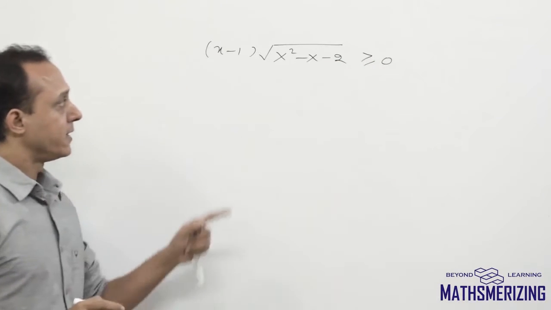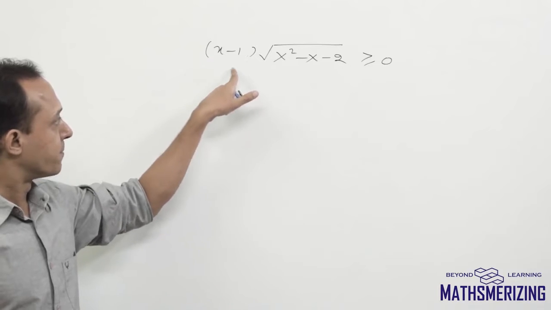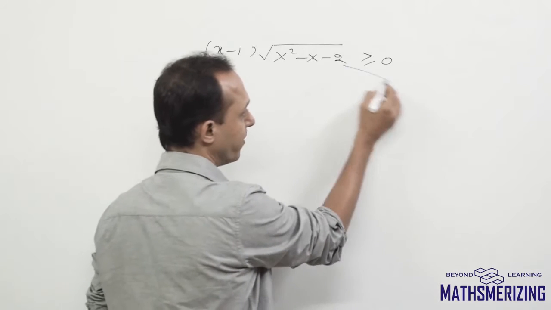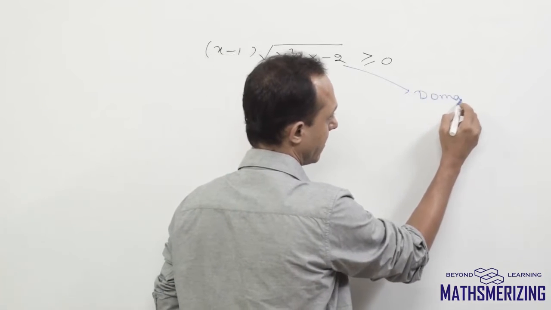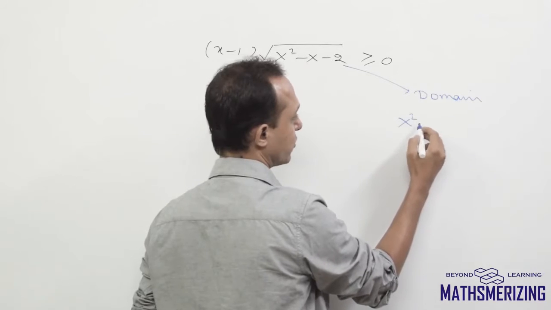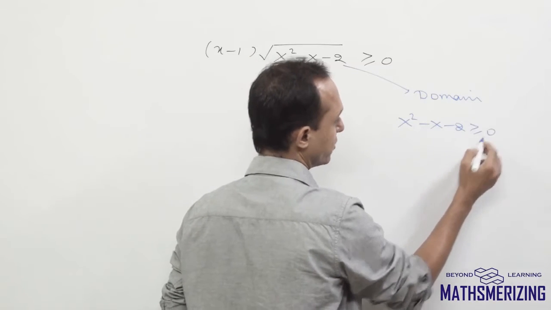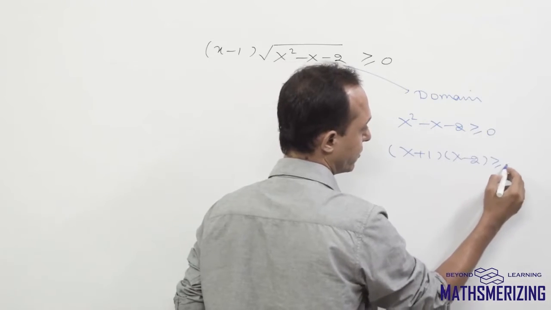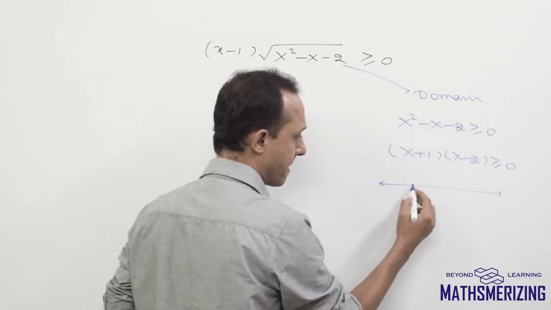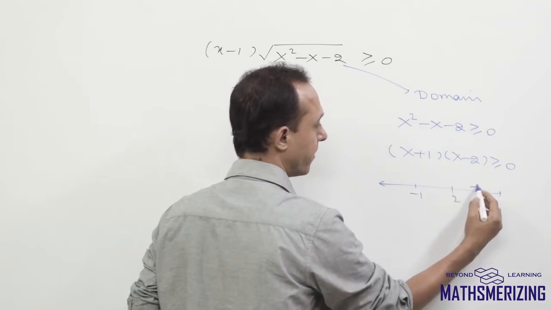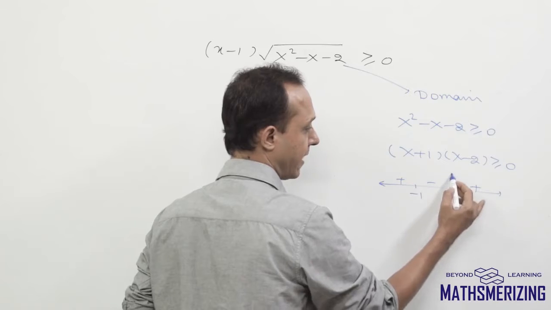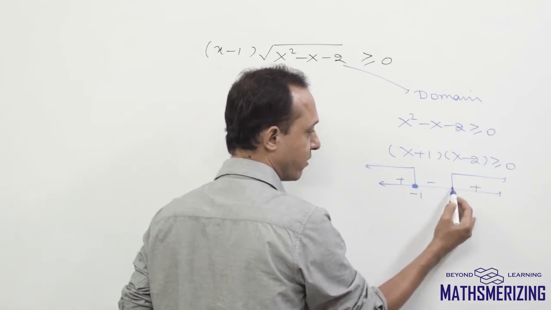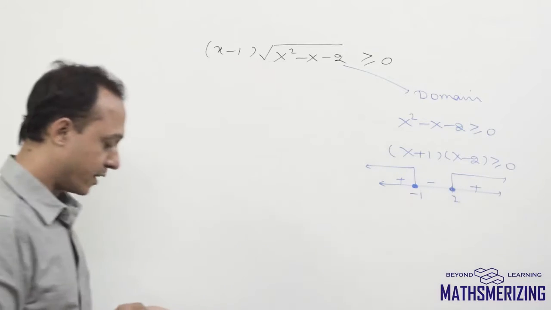0. Now in this inequality, I see a polynomial expression and an irrational expression. So first thing I'll do is, I'll find the domain of this expression. So I can write it as x square minus x minus 2 greater than or equal to 0. (x plus 1)(x minus 2) greater than or equal to 0. So here I'll get minus 1 and then 2. So plus, minus and plus. I'll need plus. So domain of this function is either x is less than or equal to minus 1 or x is greater than or equal to 2.